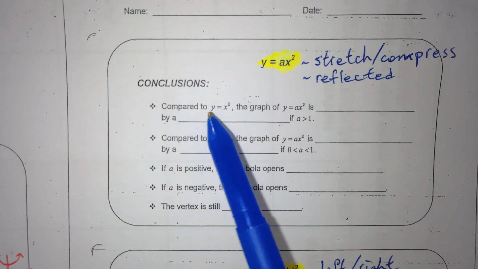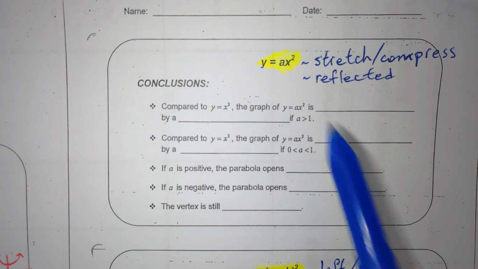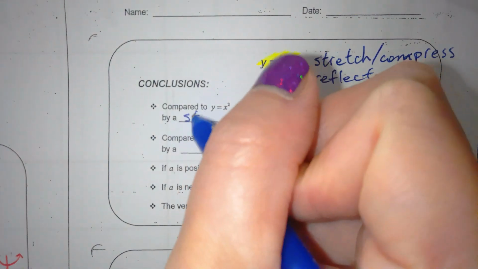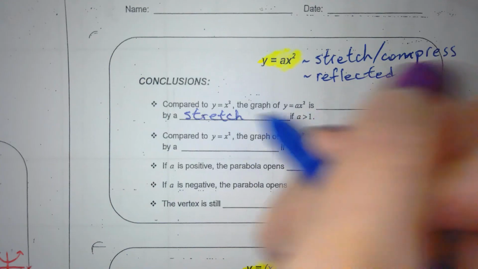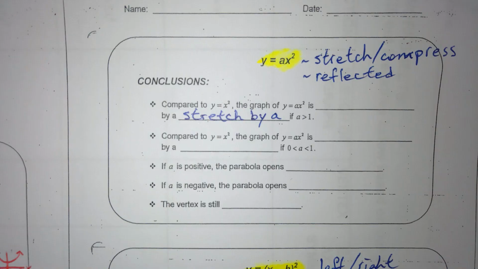So comparing with it, when a is greater than 1, so a whole number, big number, we say it's a stretch by a. So if a is 5, then it's a stretch by 5. If a is 10, then it's a stretch by 10. If a is 5.8, it's a stretch by 5.8.